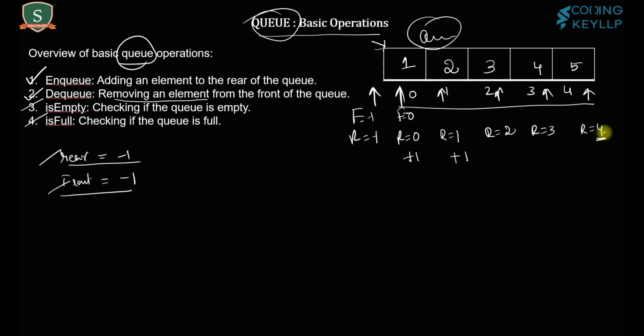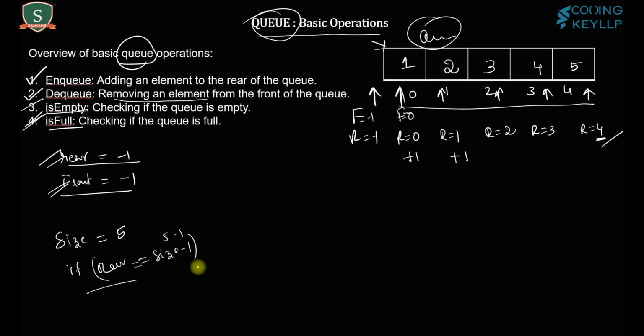Here 4 is nothing but the highest index of the array. If the size of the array is 5 and the rear value is equal to size - 1, that is 5 - 1, which is 4, we say that it is full. And the condition for empty, we already know: rear is equal to -1 and front is equal to -1, the queue is empty. If it is full, the rear value becomes size - 1. If that is the case, we can say this is full.